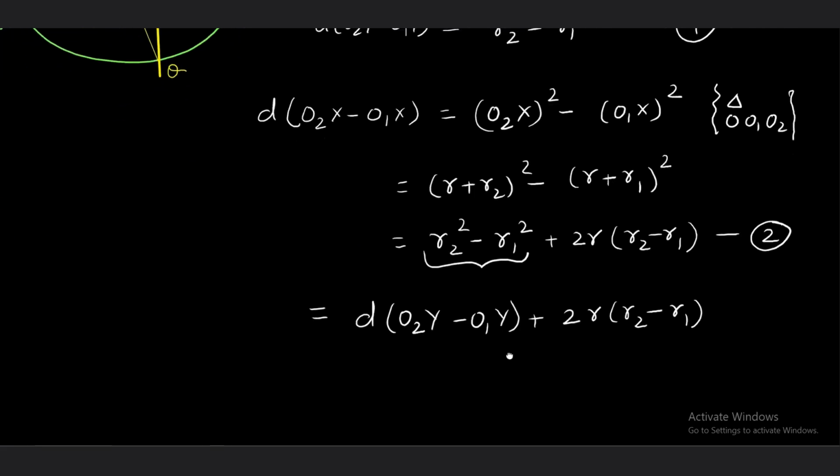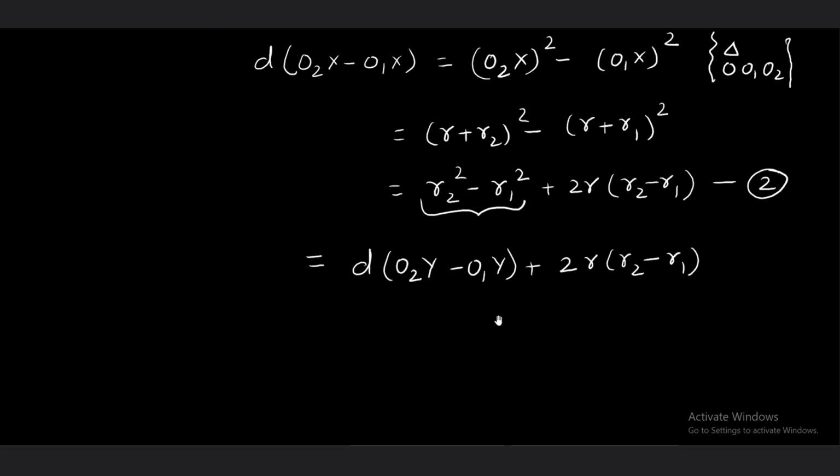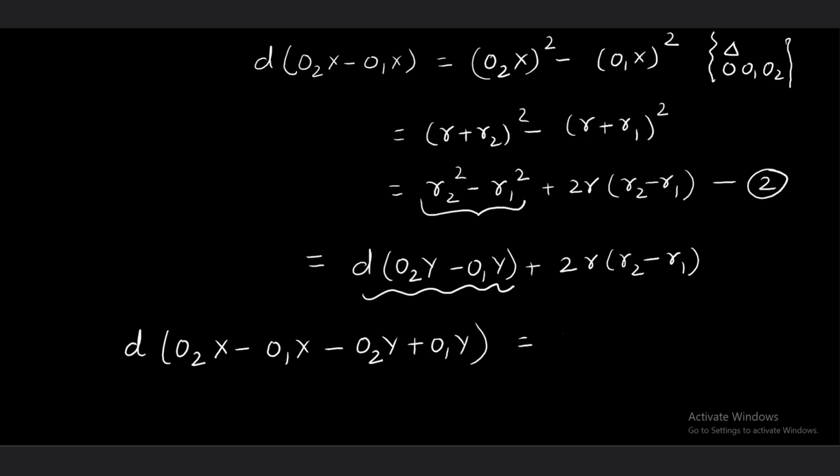Now see the beauty of the arrangement of the terms. Okay, so the next step is very important. Just watch it carefully. I'm writing D times O2x minus O1x. I'm shifting this term to the left hand side. Minus O2y plus O1y. Right hand side is 2R multiplied by R2 minus R1. Is it clear?